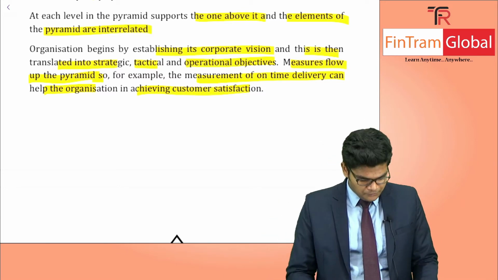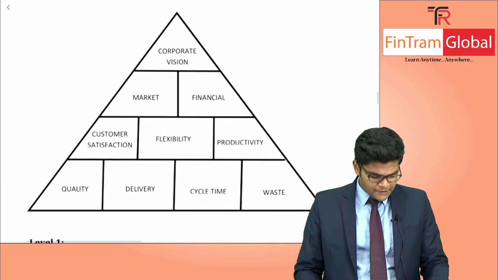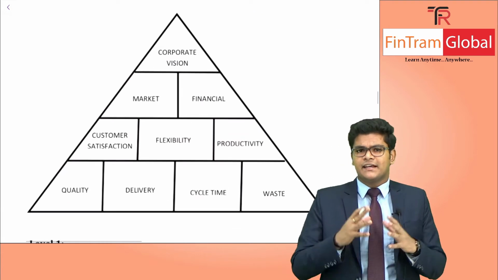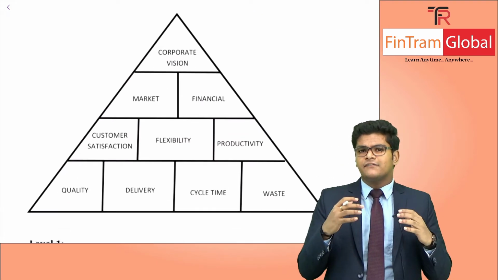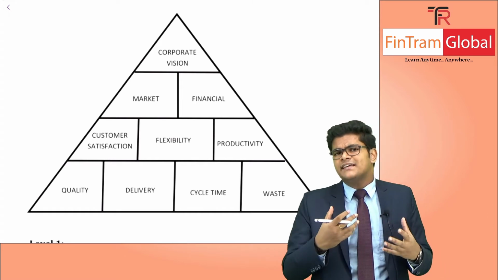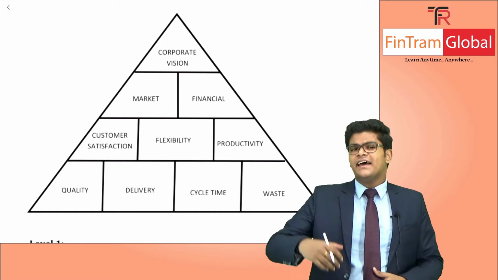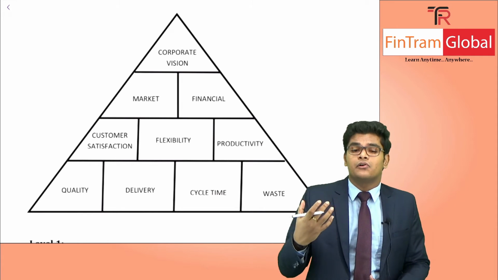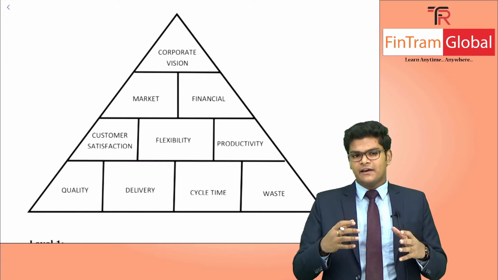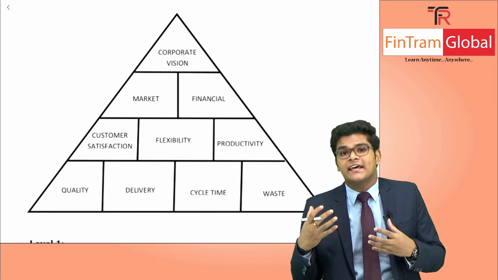shall we? So, first of all, we have the performance pyramid right here, which is kind of a cool triangle with a lot of bricks in it, isn't it? So, what exactly does this mean? Well, at the top, we have the corporate vision. Okay, folks, we have the corporate vision of the organization.